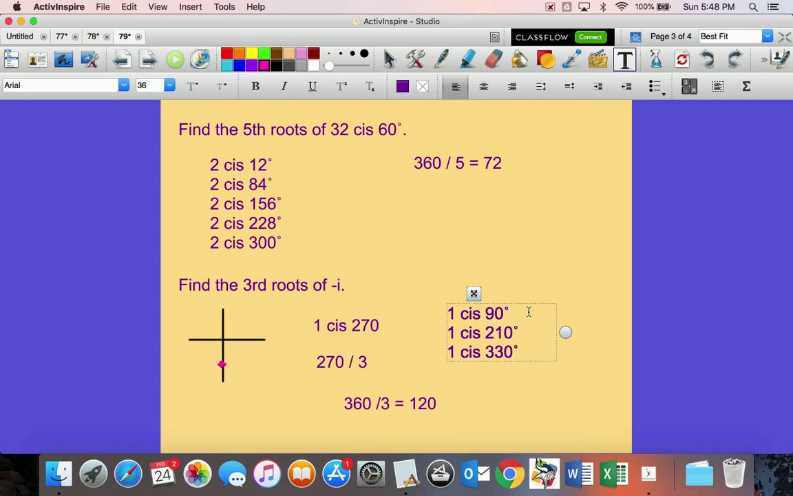If we added another 120 to that, that would be 450 degrees. 450 minus 360 gives us our 90 degrees again, so we're back to the original. So that's a nice easy way to check to make sure that your angle measurements are correct. So there are our 3 answers for this one.